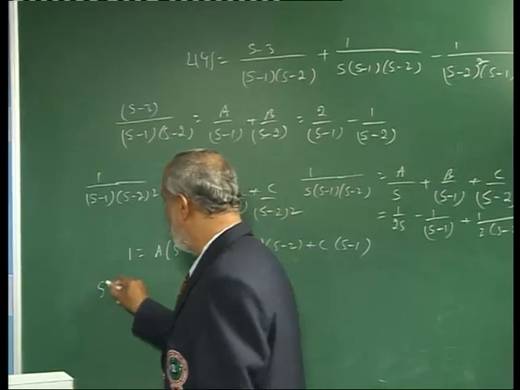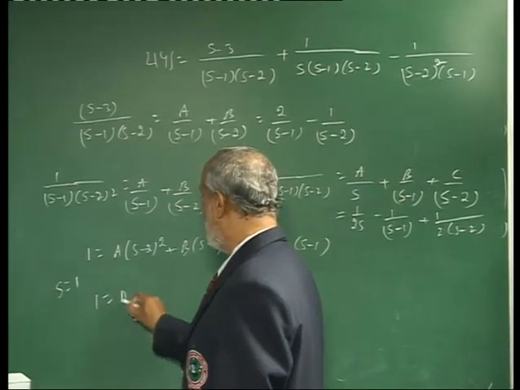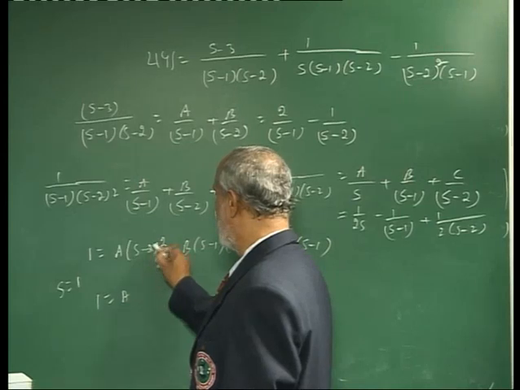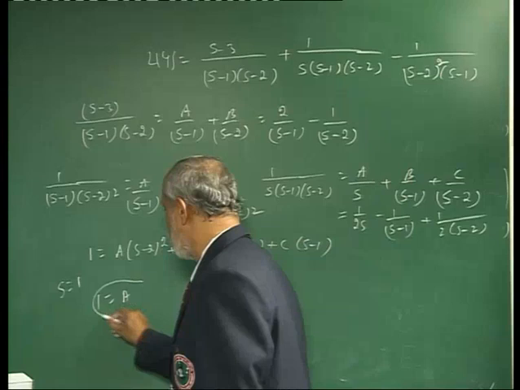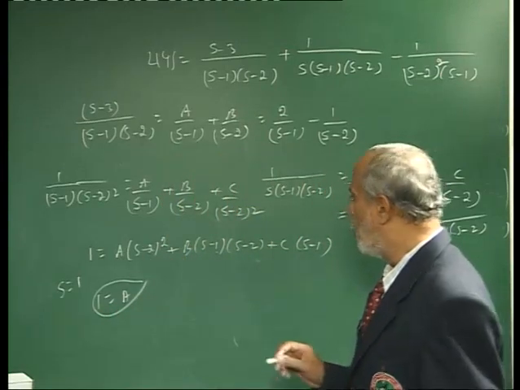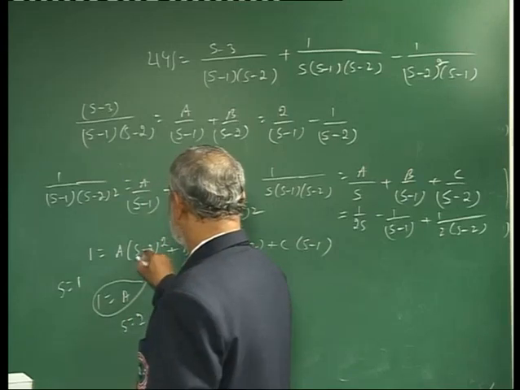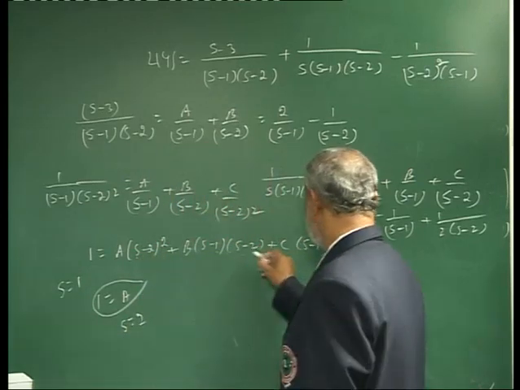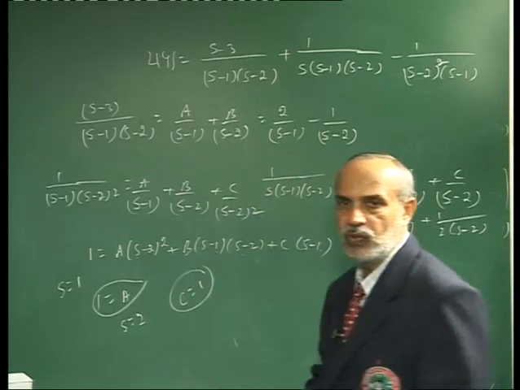If you put s is equal to 1, LHS is 1, here a value is put, s is equal to 1 minus 2 is minus 1 squared, that is a, here b is 0, c is 0, a is equal to 1. Next, put s is equal to 2. See here, if you put s is equal to 2, a becomes 0 and b becomes 0, 2 minus 1 is 1, then c is equal to 1.